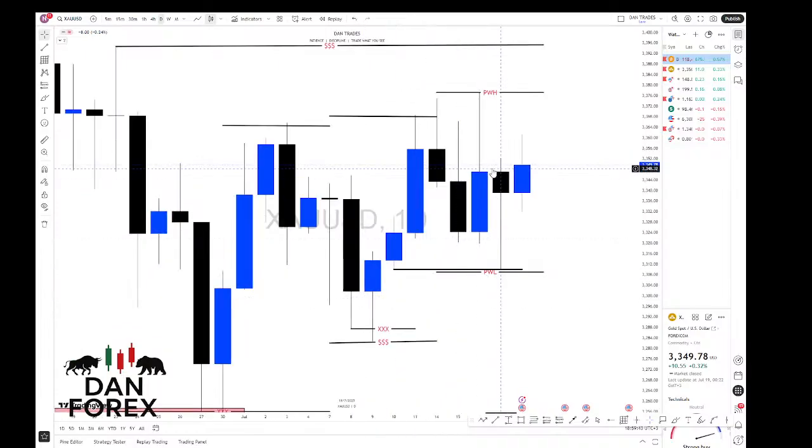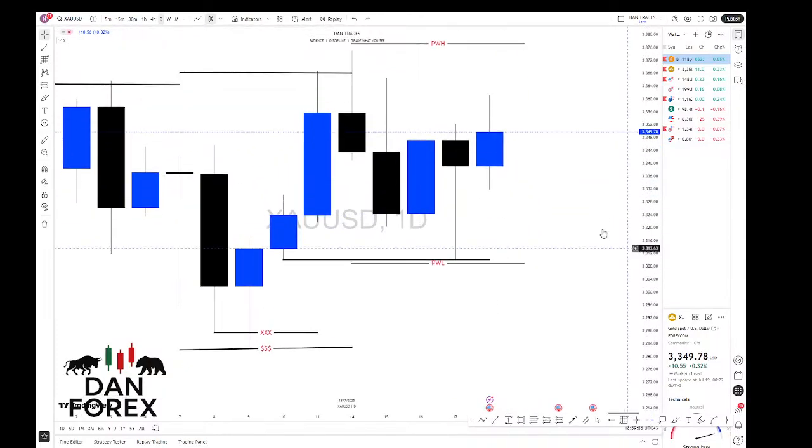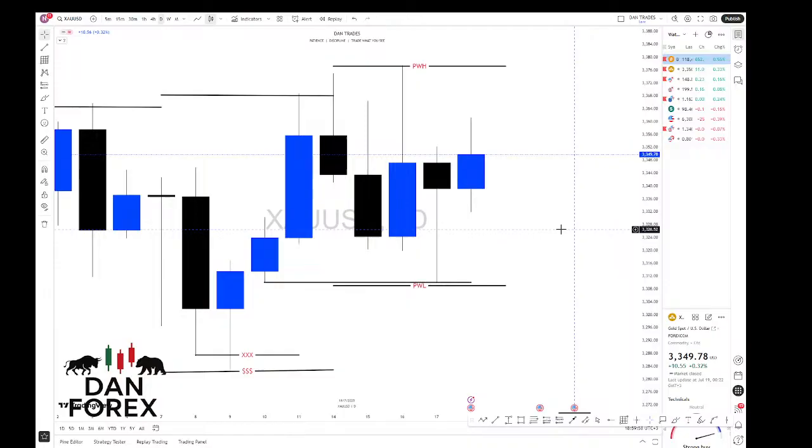But remember, this previous week candle had already swept a weekly candle high and closed bearish inside the range of the previous week candle. So I'll be looking for a sell to buy.